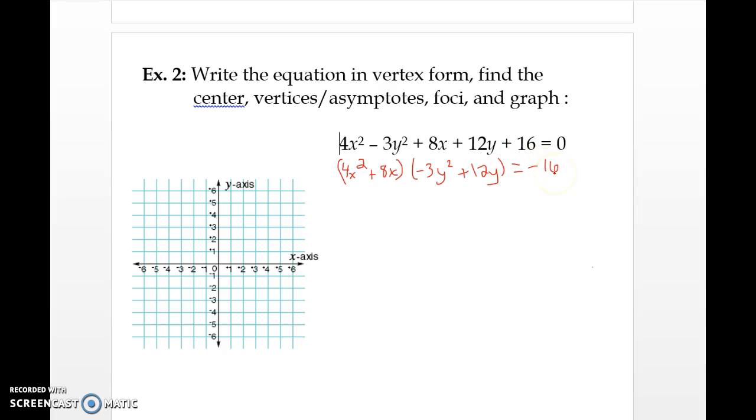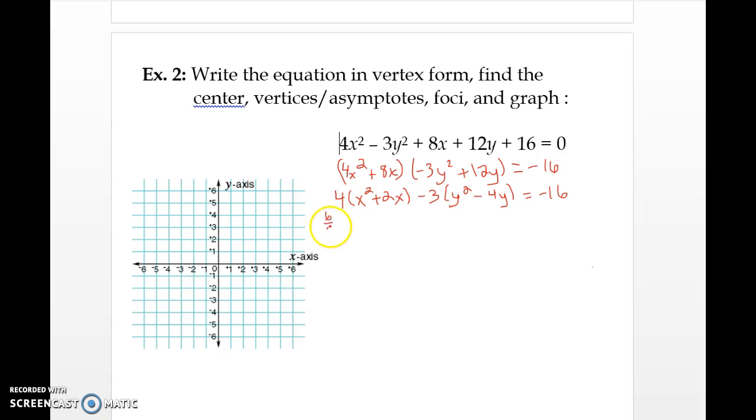Move over that constant. So we cannot complete the square with an a term, so we have to factor out the 4 from the x parenthesis. That gives us x squared plus 2x. We're going to factor the negative 3 out of the y parenthesis, and that gives you y squared minus 4y. So be careful of that negative equals negative 16.